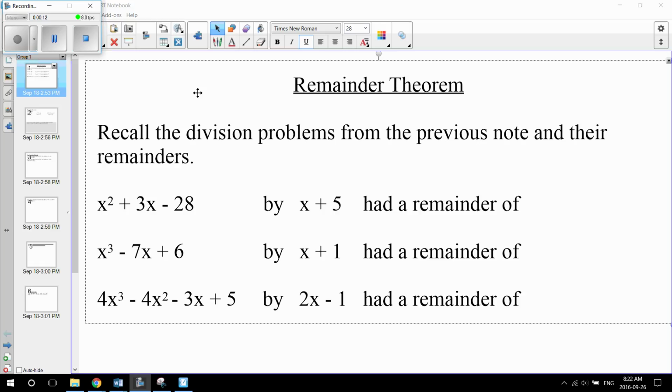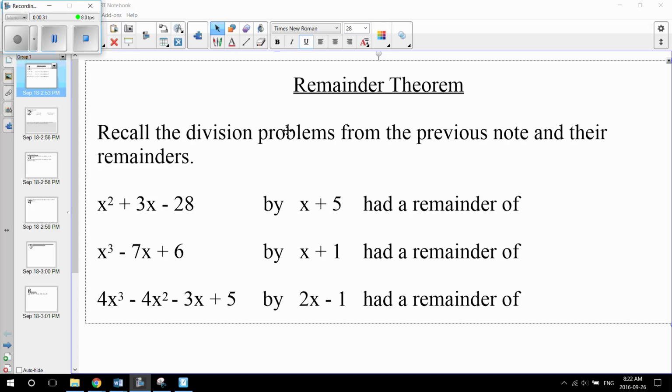Today we're going to be looking at the remainder theorem. So the past 2 days we've been looking at different types of division. First we did long division, and then yesterday we looked at synthetic division. Today we're going to be looking at the remainder theorem, and it's going to help us out with a little bit of our division.